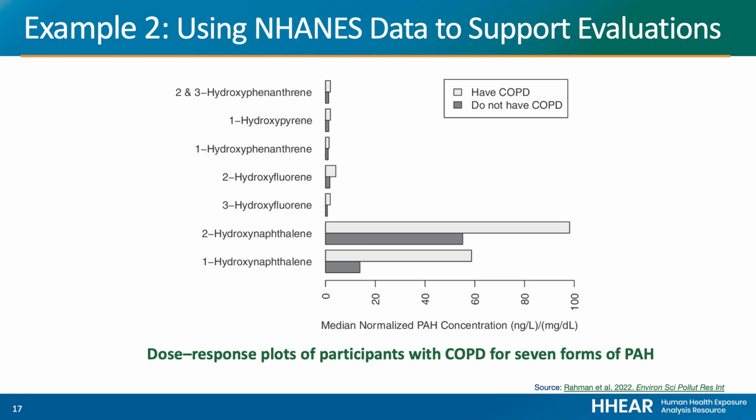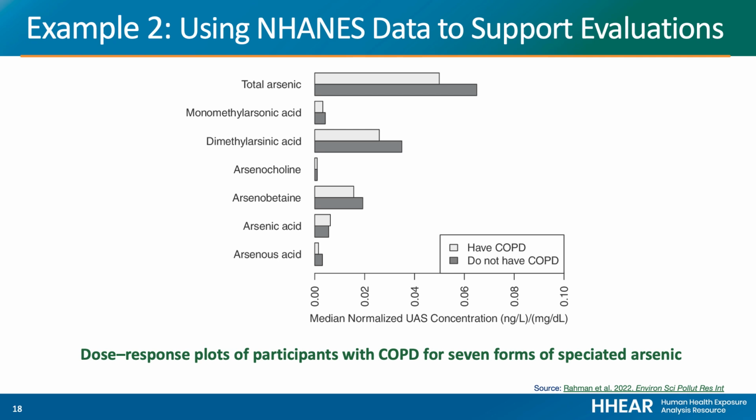There were visibly higher concentrations for 2 PAHs in this study for those with COPD compared to those who did not have COPD. Among the speciated arsenic, most of these analyzed demonstrated concentrations that are lower in those with COPD. Overall, the study found a positive association among urinary tin, cadmium, and 7 forms of PAHs with having COPD among U.S. adults. Since the data used in this study were from NHANES, the findings are limited by the method of COPD data collection.